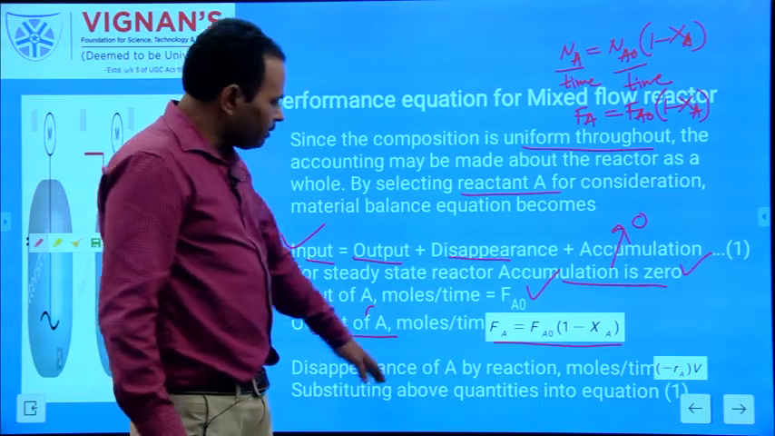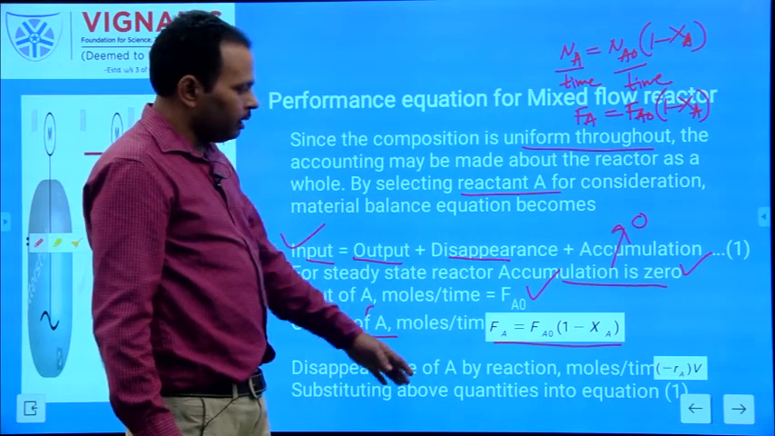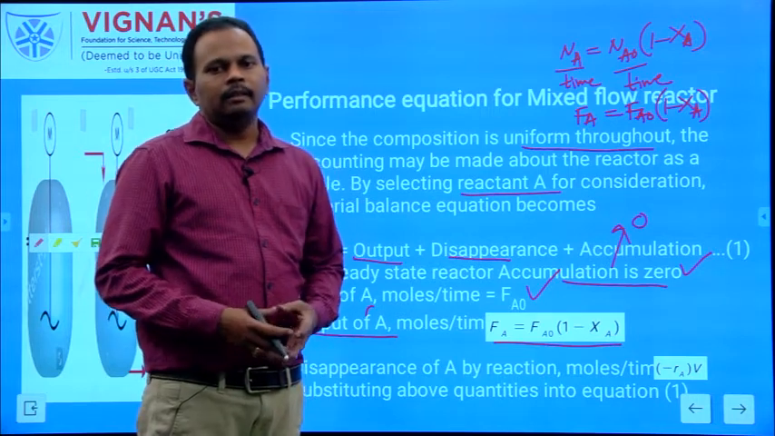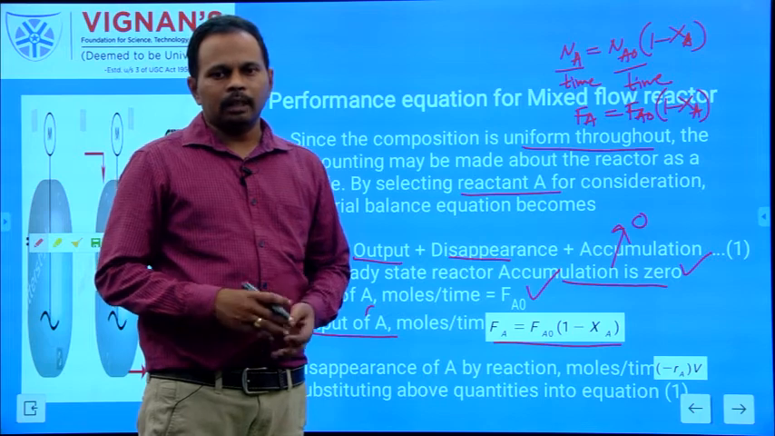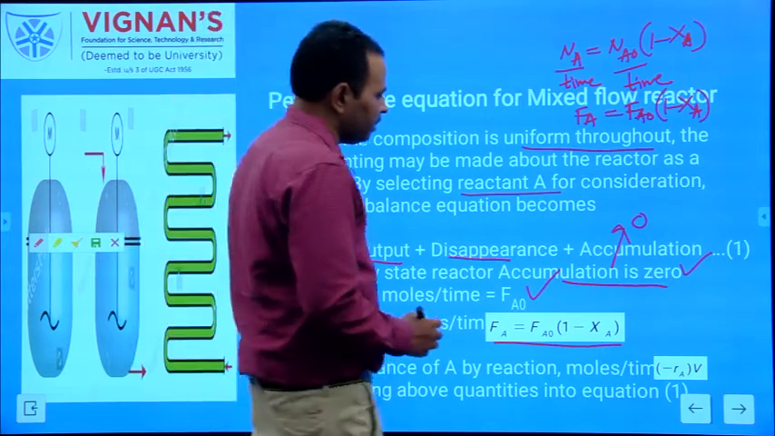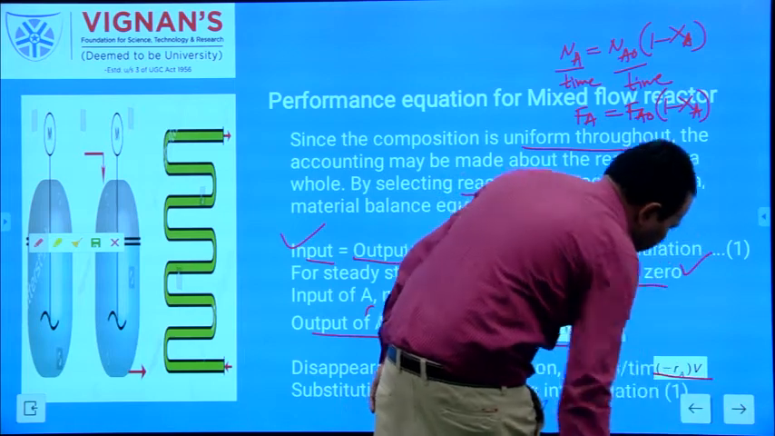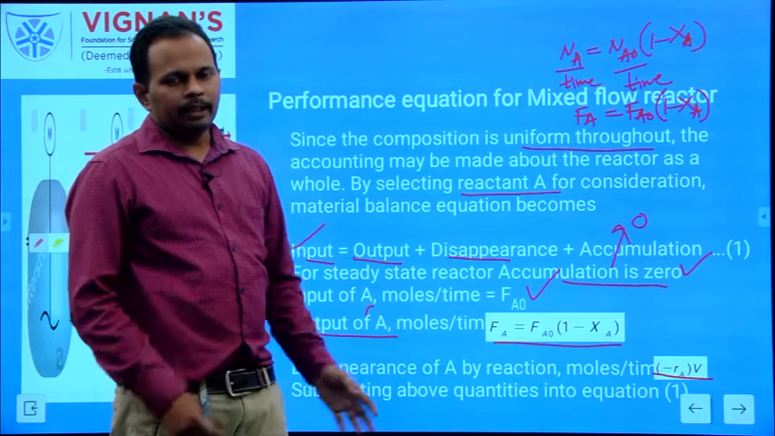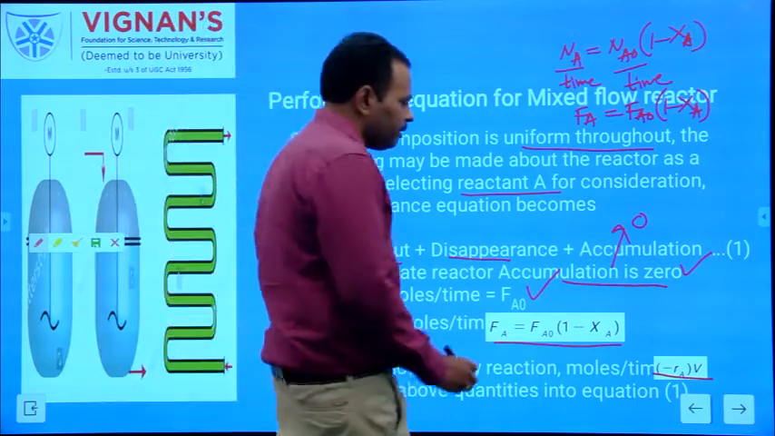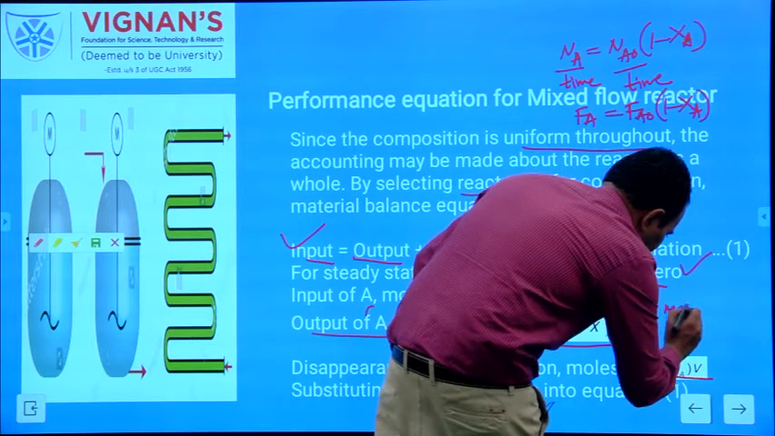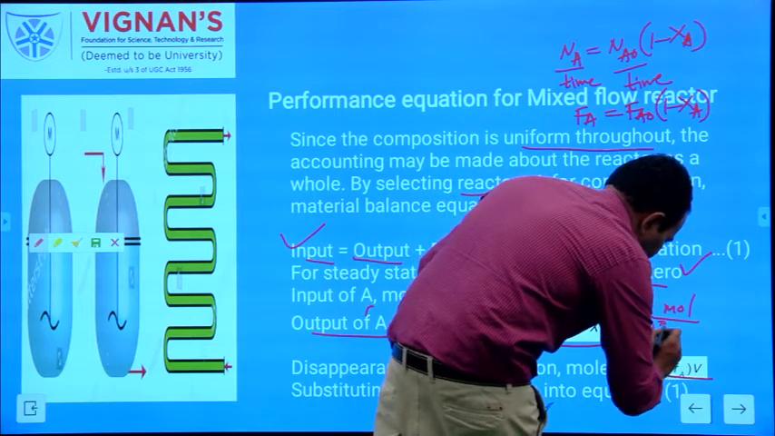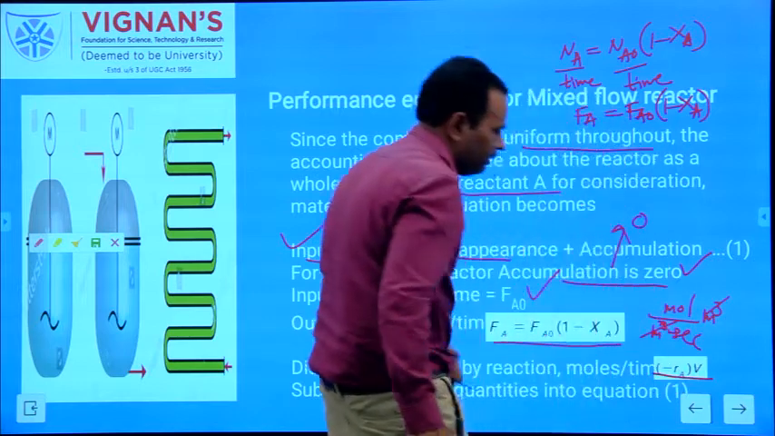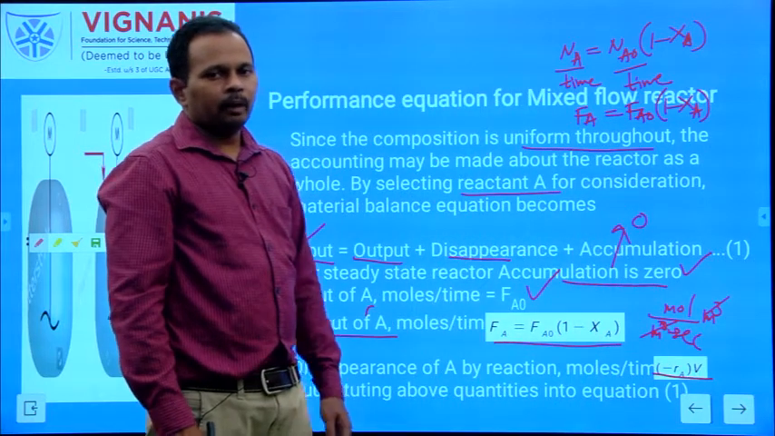Next one, disappearance of A by reaction, in terms of moles. Within the MFR, because of the chemical reaction, A disappears to convert to the product. So this can be written as minus RA into V. This is similar to the batch reactor term; there also we wrote minus RA into V. What are the units of minus RA? Mole per meter cube second. Multiply with the volume of the reactor, meter cube cancels. Finally, you obtain the term as mole per second.